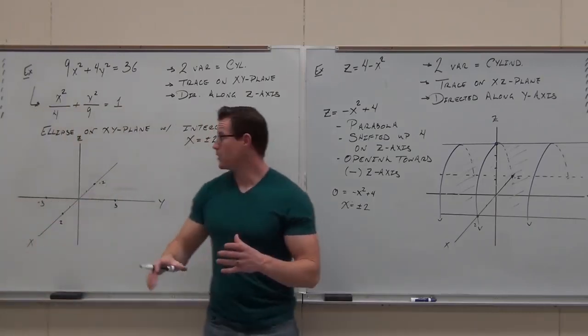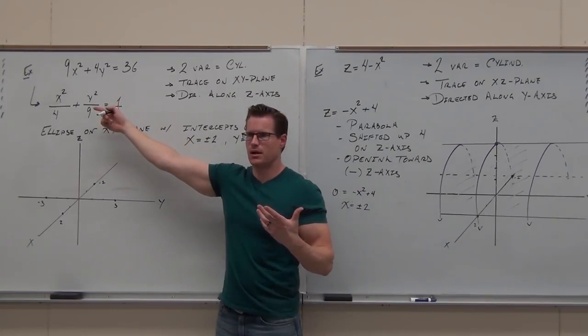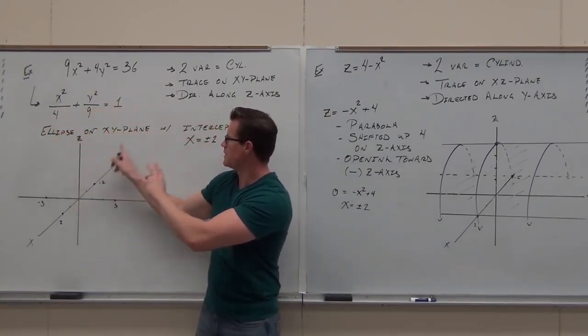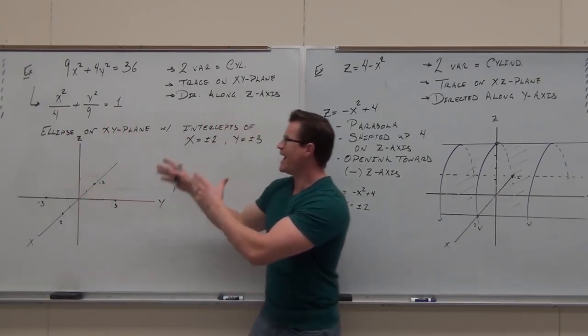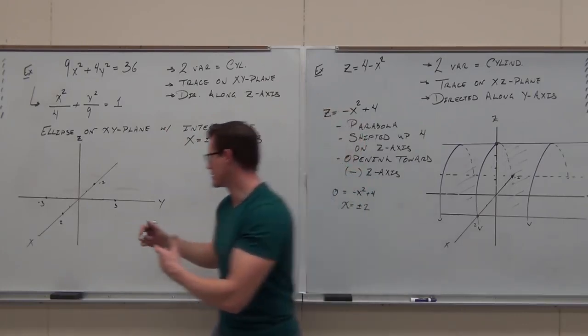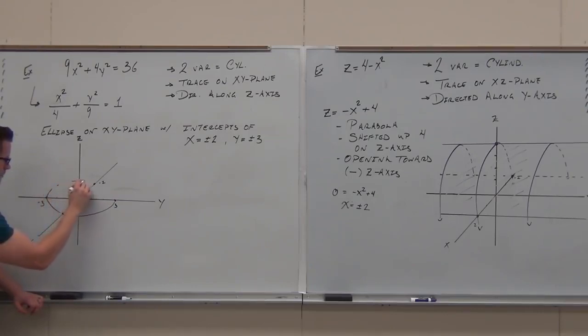So right now, I know it's an ellipse on the xy plane. Why? Those are the only variables I was given. I know that because I put it in standard form for ellipses, my x-intercepts are 2 and -2, and my y-intercepts are 3 and -3. I'm going to try to draw this as well as I can. As good as I got.